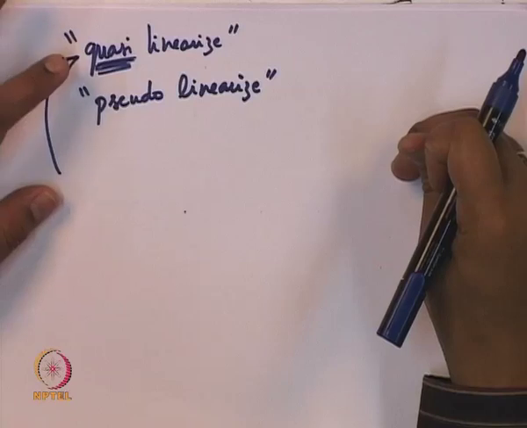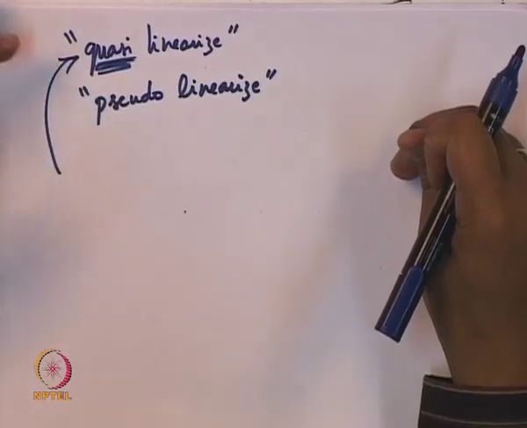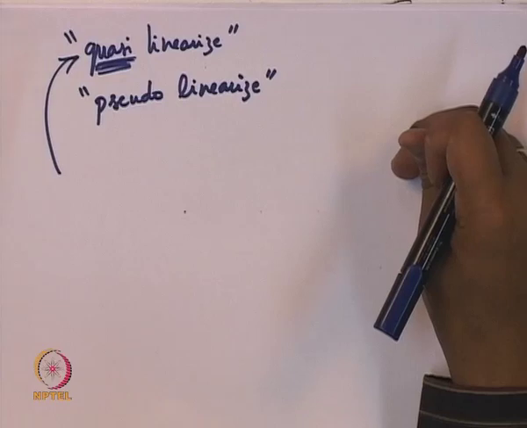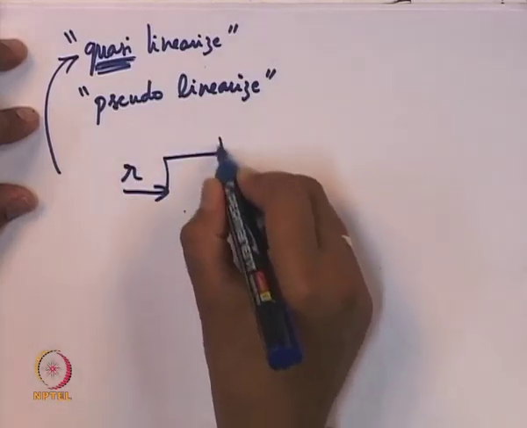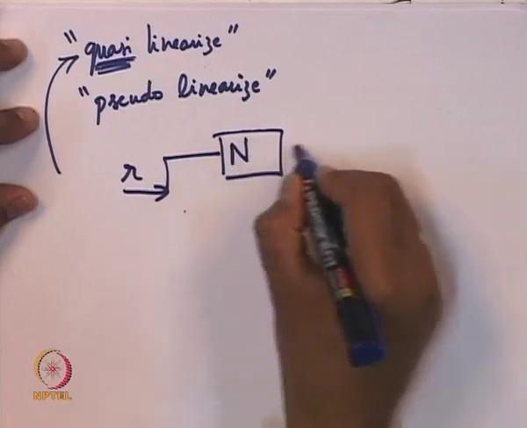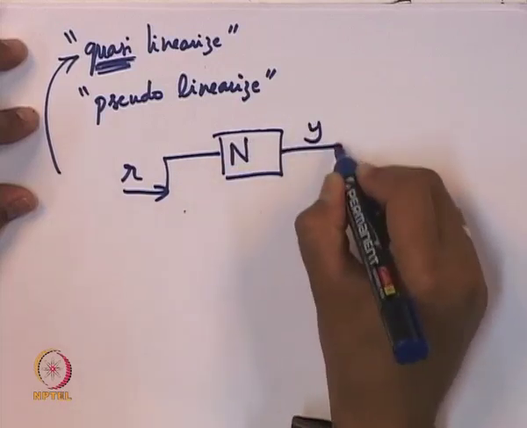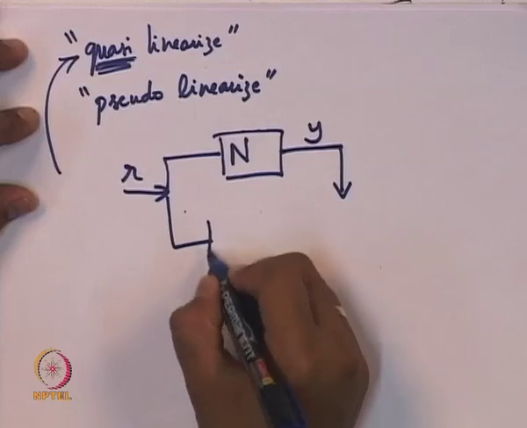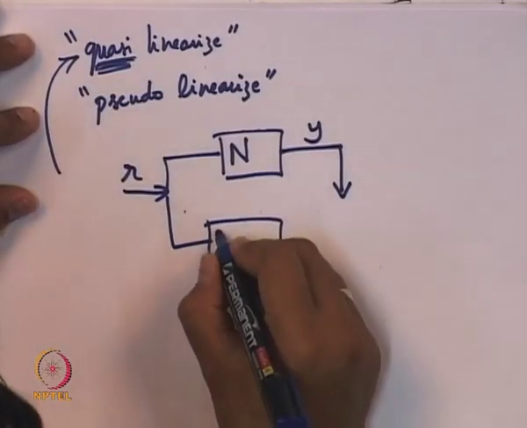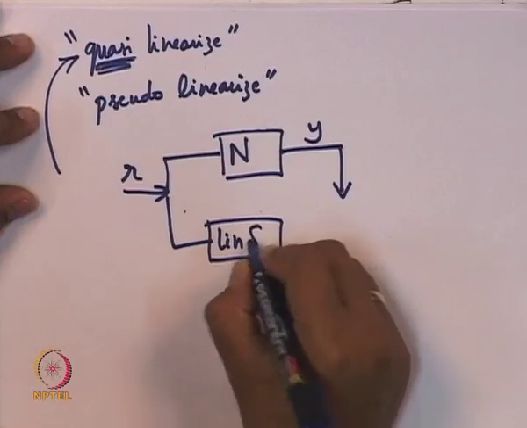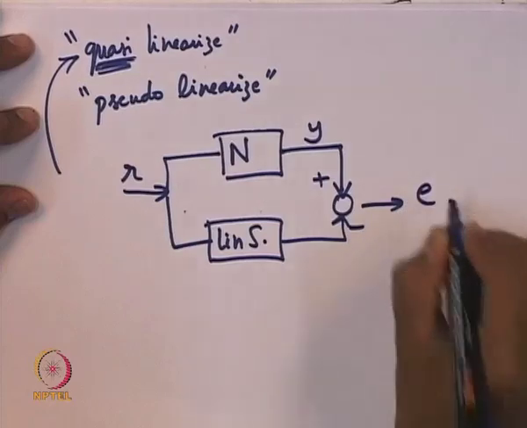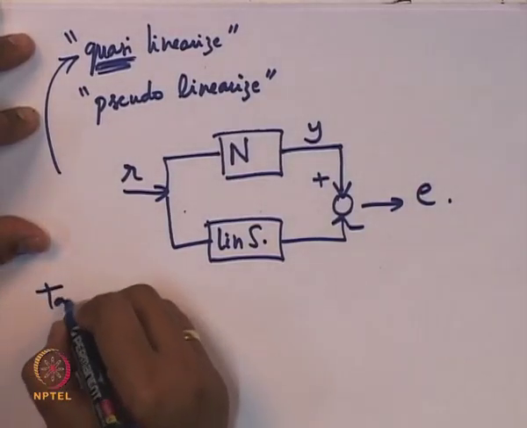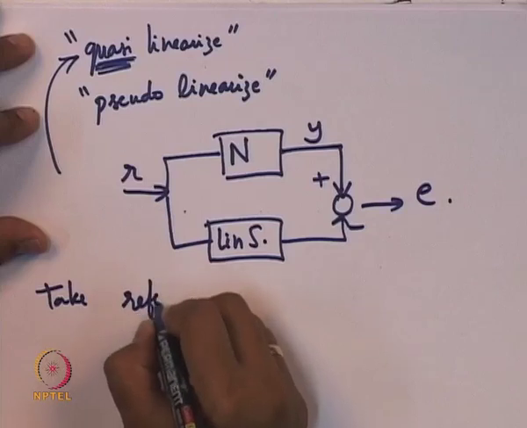So what is optimal about it? That we will see now. What is quasi about it? Because the linearized system depends on the reference input that you use for the purpose of linearization. So let us take this original nonlinear system N. This is the actual output. This is the linear system. This is the error. So take a reference input.